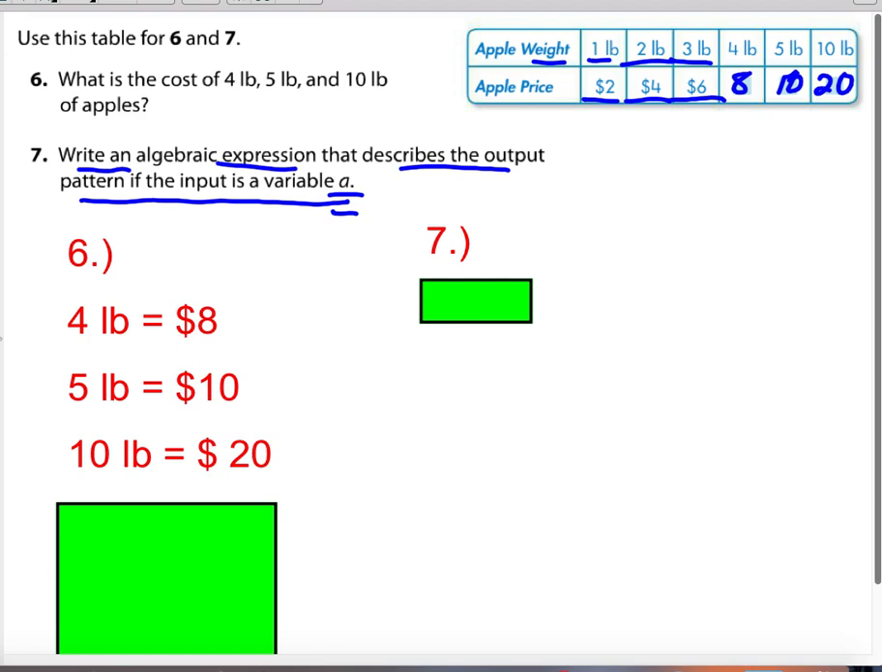Well, in this case, you probably realize that you're going to take 2 and multiply the weight of the apples, okay? So you multiply the weight of the apples by 2 to get the output, the price. Okay, so in order to get the output, you multiply the input by 2. Okay, and the input is A for apples. Alright, that's the variable.